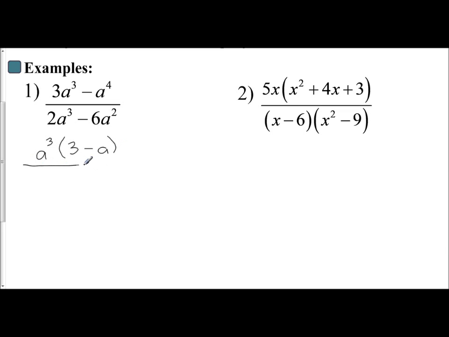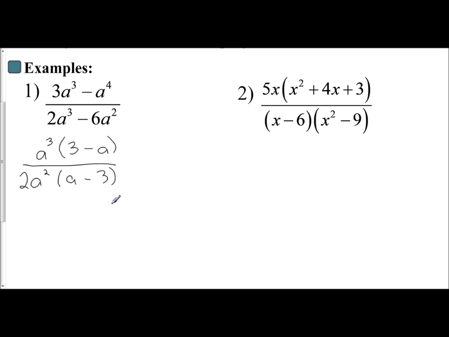So now let's factor the bottom. 2a cubed minus 6a squared. Well, numerically, the GCF is a 2. With the variables a cubed and a squared, the GCF is a squared. And so you're left with a minus 3.